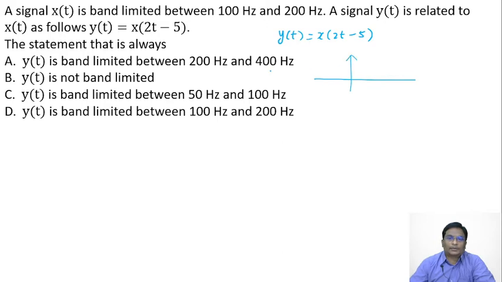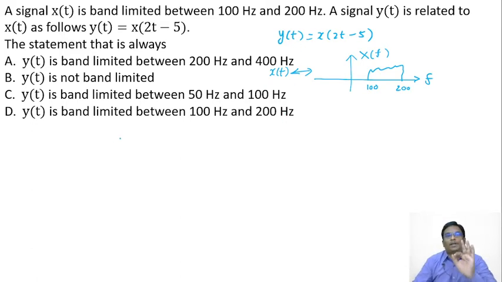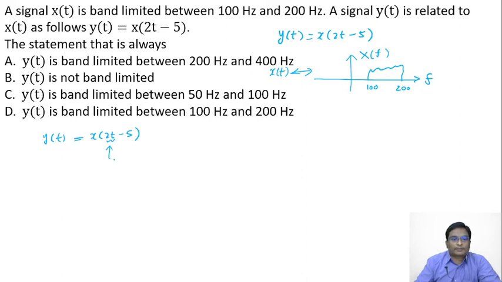Suppose some signal x of t is there. If I apply the Fourier transform, I get x of omega, or x of f with respect to f. Okay, this is band limited. Suppose something like this, 100 Hz to 200 Hz. And we require the properties to solve this one. So here y of t equals x of 2t minus 5. This is the scaling property.